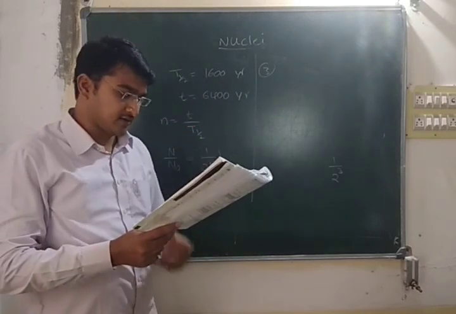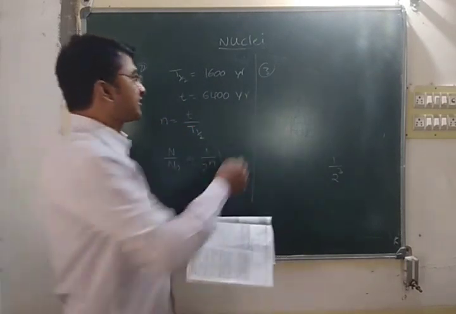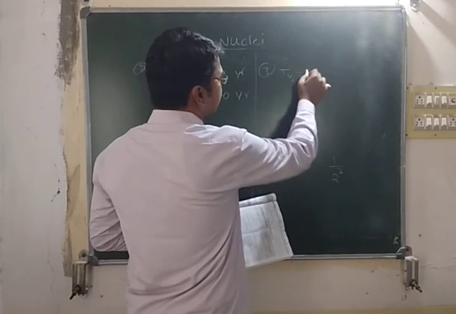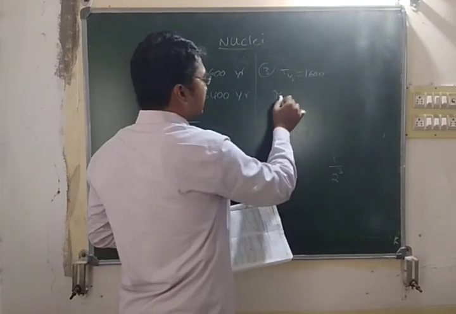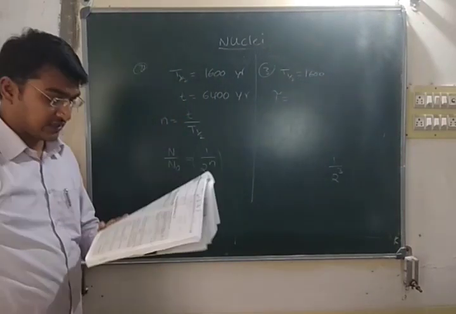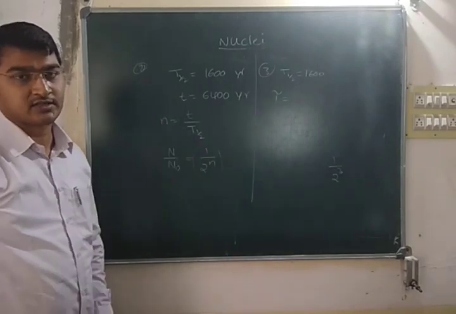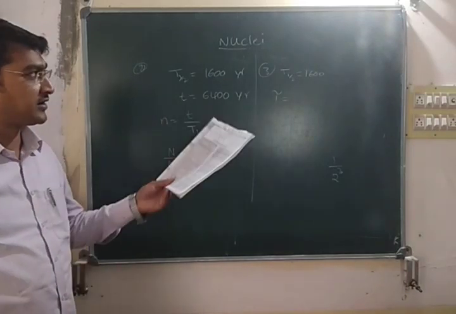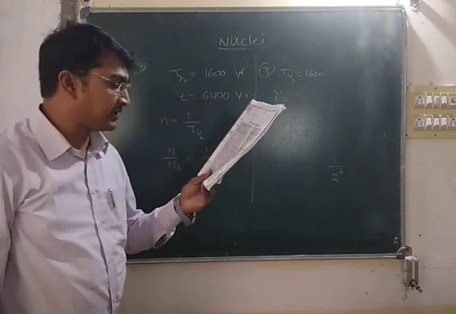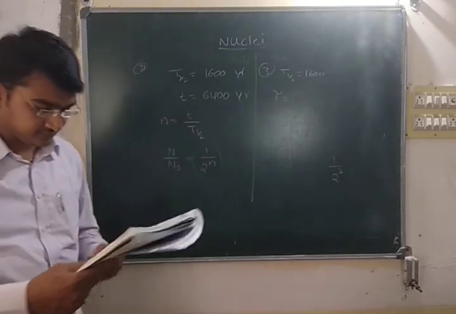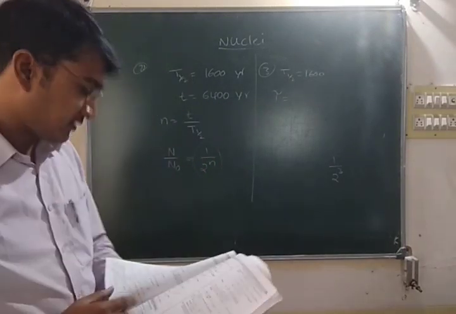The half-life time of radium is 1600 years. What is the average lifetime? You know how to do that. Okay, half lifetime is given and the average lifetime is asked, and they are given in years. So, what is that?